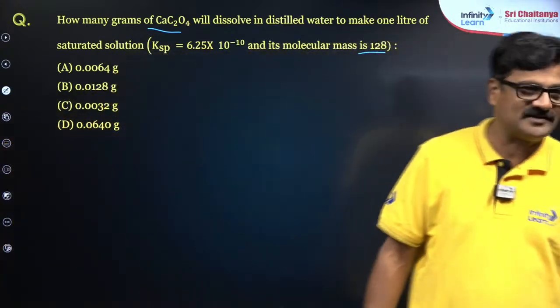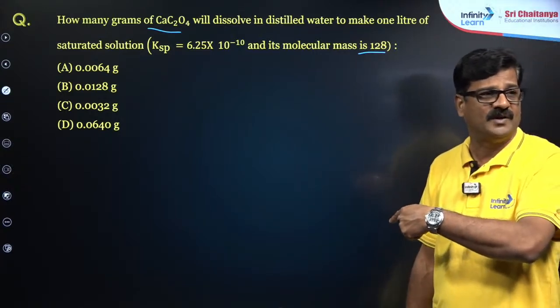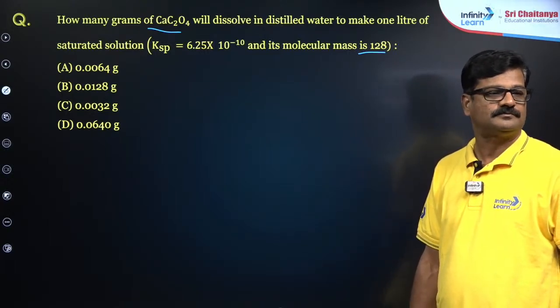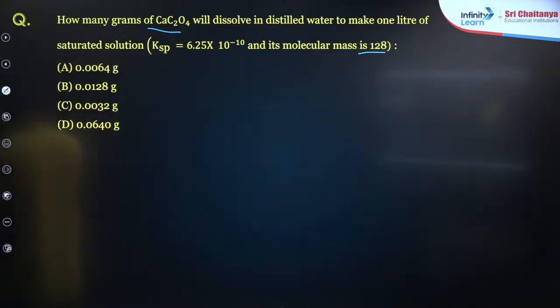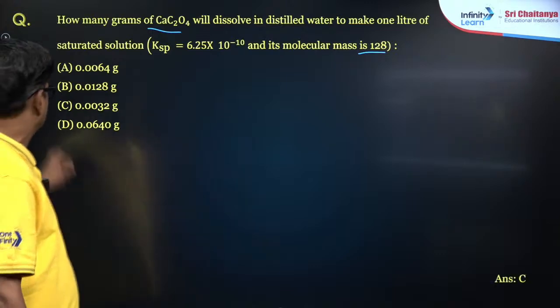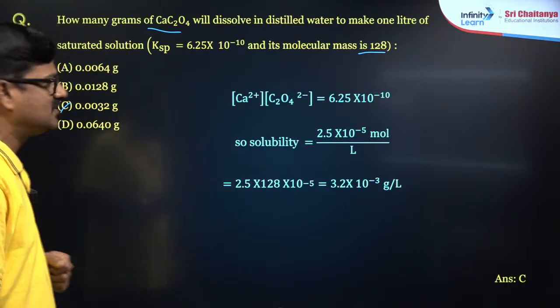So pH calculations all depend upon the solubility product constant. It's all about the solubility product constant. Now let's solve here. The answer is probably 0.0032. I'm going to show you how to solve this.